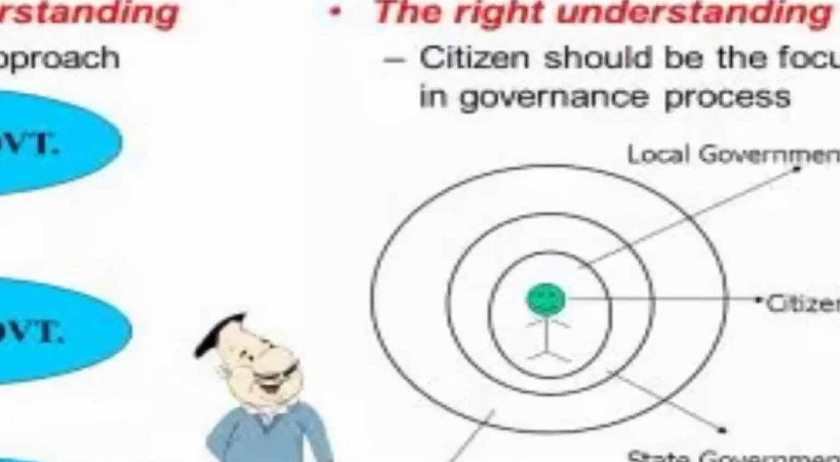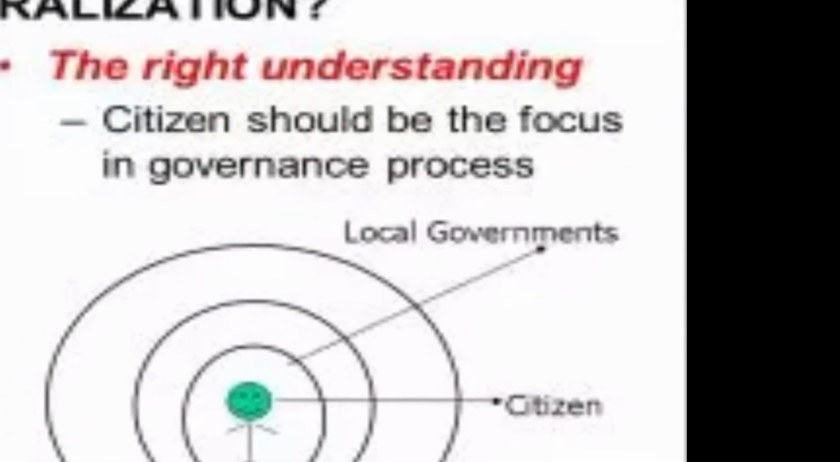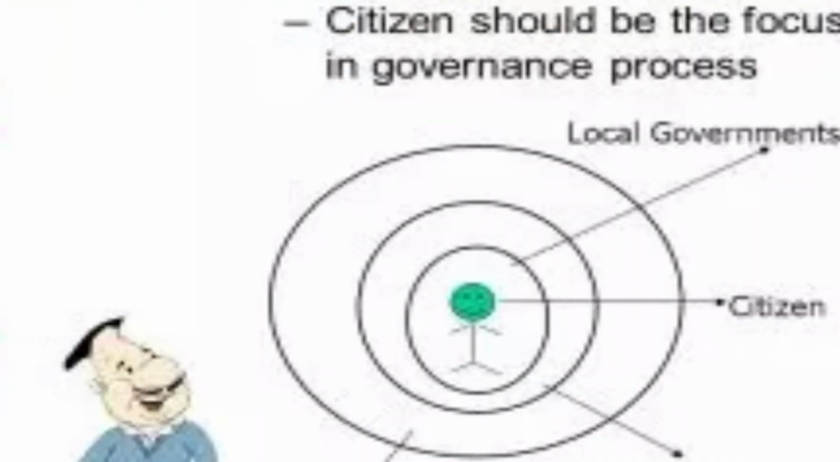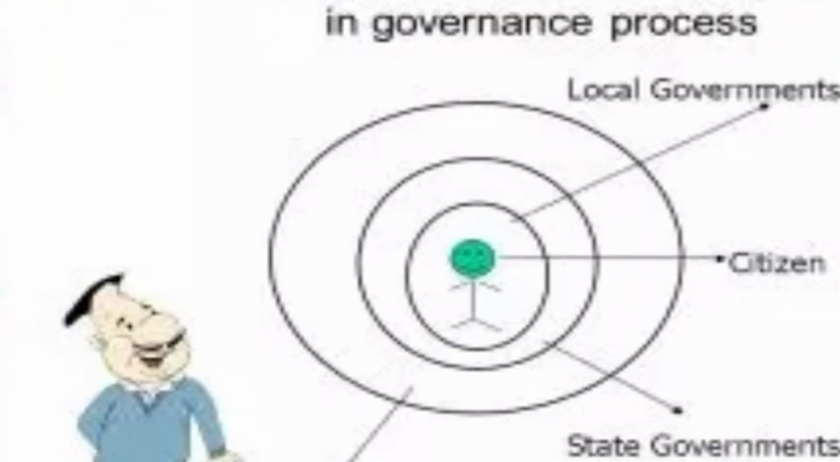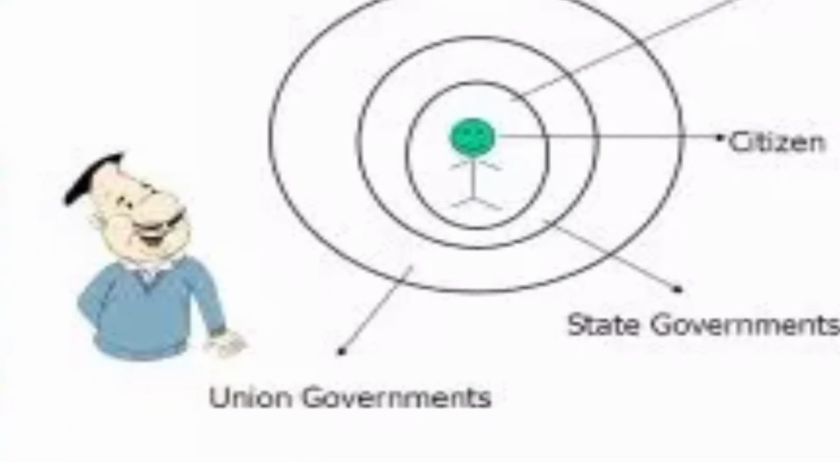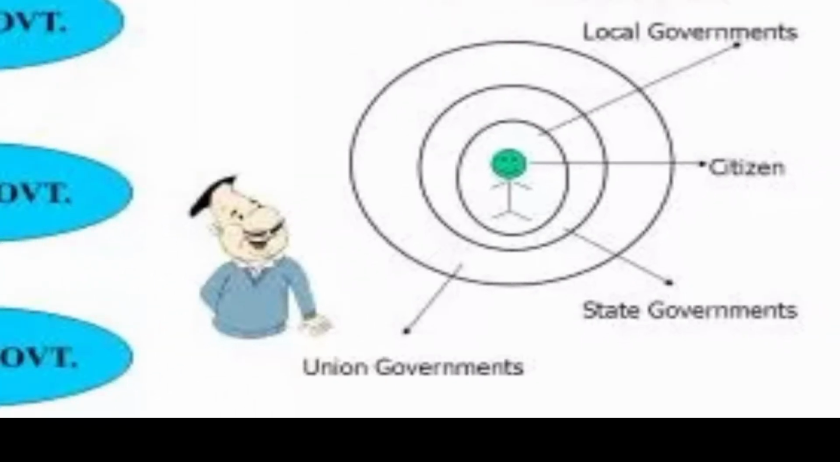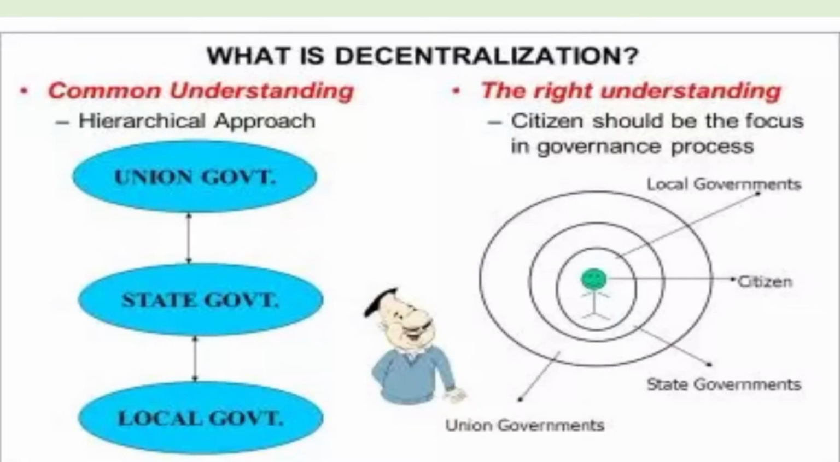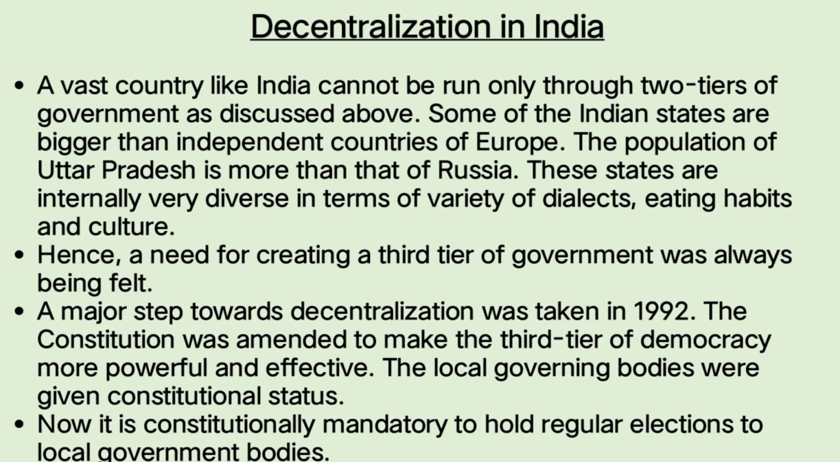And each one, the citizen should be focused in the governance process. In local government, every citizen is participating. State government and union government, whoever is the government at whatever level, their objective should be the welfare of the people. Advantages of decentralization of administration: a vast country like India cannot run through only two levels.